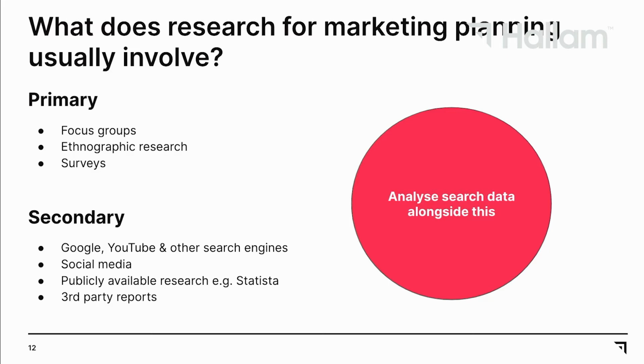But of course, it's not just about search data. Marketing research obviously includes other types of research, both primary and secondary, quantitative and qualitative. I can't believe I just said those words.